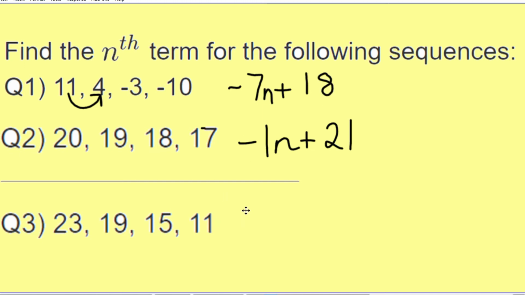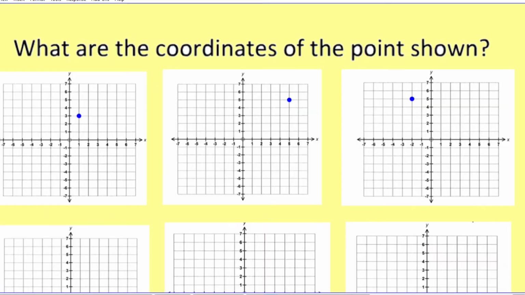Okay, look at the last one then. We're going 23, 19, 15, 11. So we're taking off 4 each time. So minus 4n. And then from minus 4 to 23, well, we can use our shortcut: 4 plus 23 is 27. So minus 4n plus 27. That's how we find the nth term for any sequence of numbers.